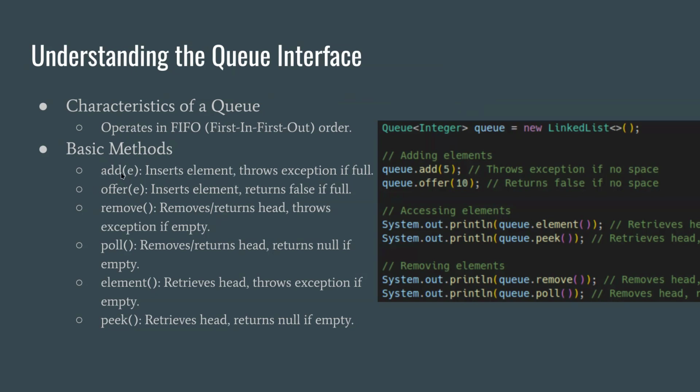We have add, offer, remove, poll, element, peek. So add adds an element to the end of the queue and throws an exception if no space is available. And here is an example.